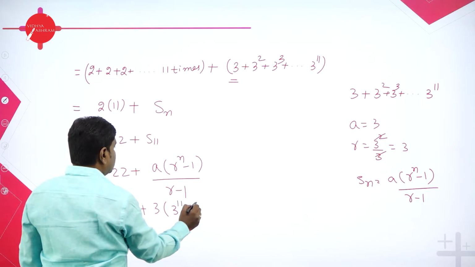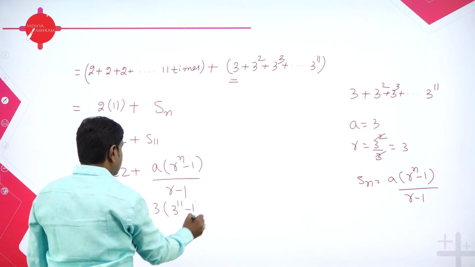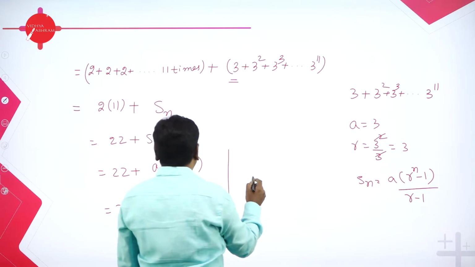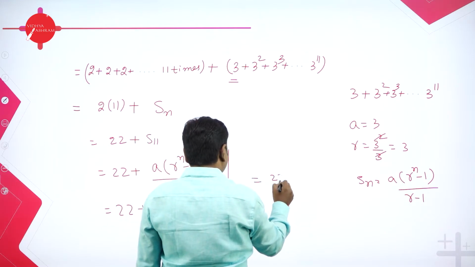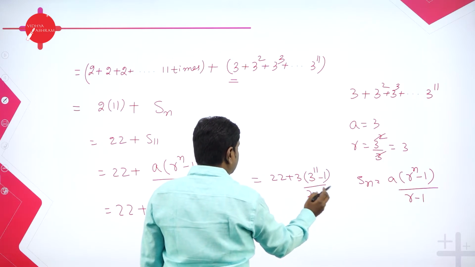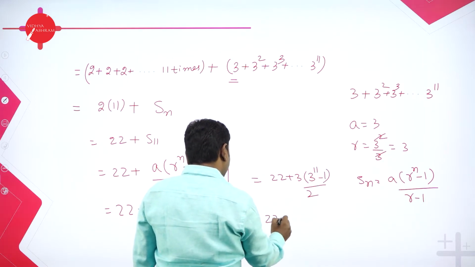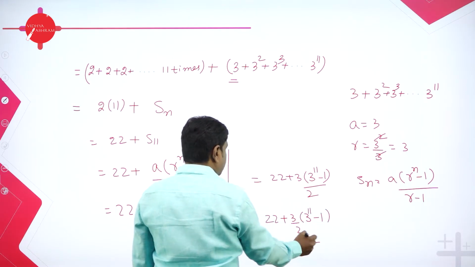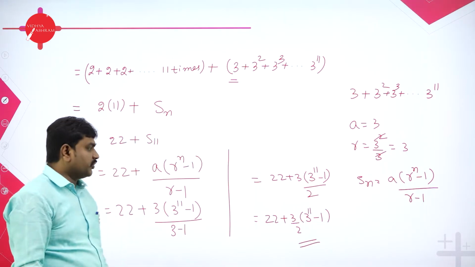Power 11. 11 terms are there till 3 power 11. Minus 1 divided by what? 3 minus 1. Simplify this. Sn, sum of the terms, is equal to 22 plus 3 into 3 power 11 minus 1 divided by 2. Or you can write 22 plus 3 by 2 into 3 power 11 minus 1. You can stop it here. Hope all of you understood.